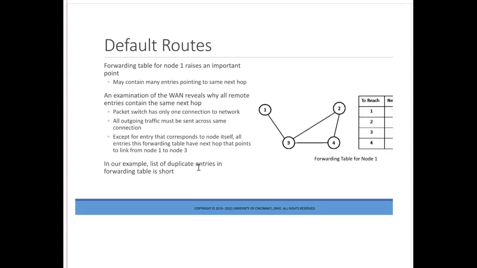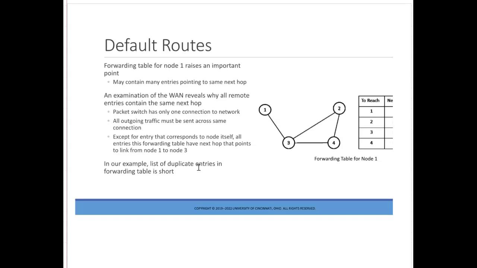The forwarding table for node 1 raises an important point. The forwarding table may contain many entries that point to the same next hop. An examination of the WAN reveals why all remote entries contain the same next hop. The packet switch has only one connection to the network. Therefore, all outgoing traffic must be sent across the same connection, with the exception of the entry that corresponds to the node itself. All entries in node 1's forwarding table have a next hop that points to the link from node 1 to node 3.